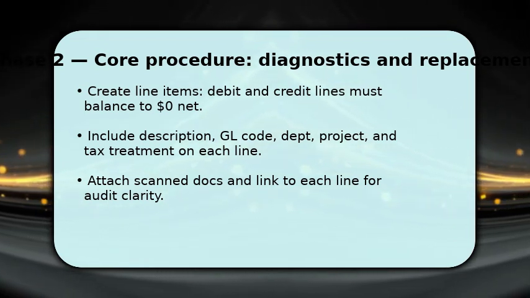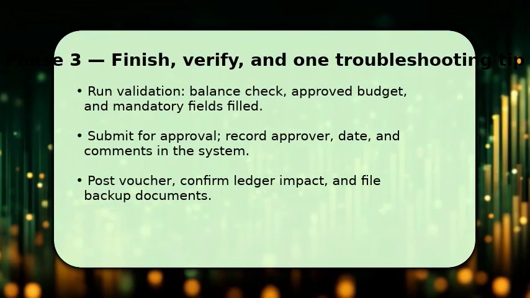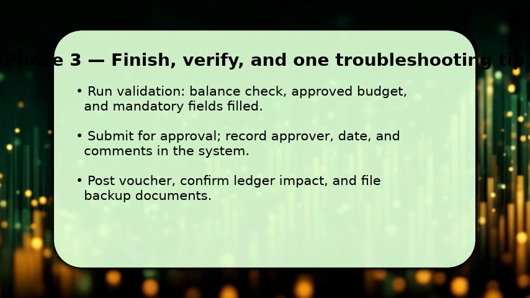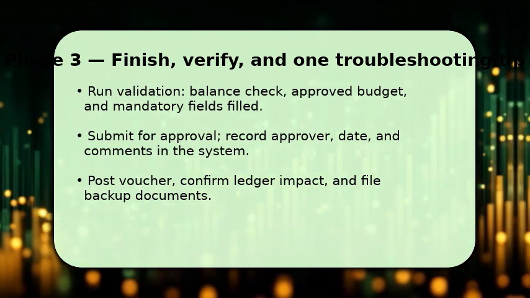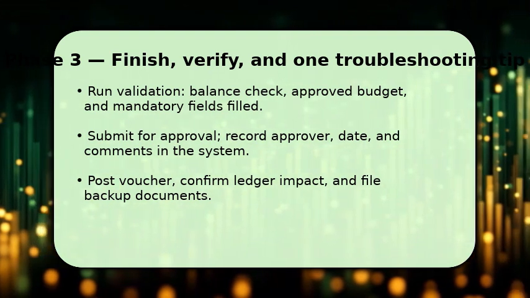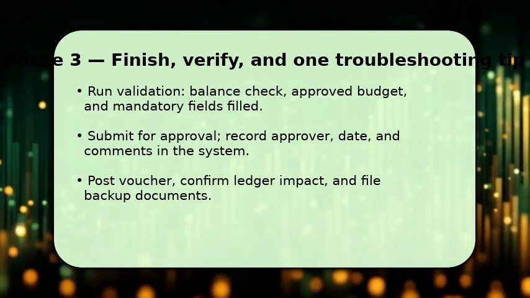You finish by validating the voucher. Confirm all mandatory fields are complete, budget availability is checked, and debits equal credits. Once done, submit for the required approval chain and record approver names, dates, and any comments to preserve accountability.